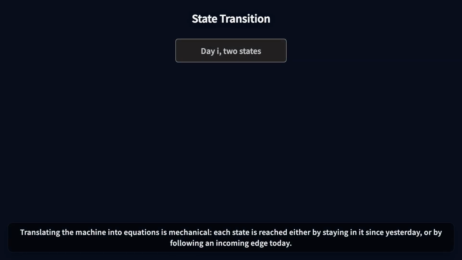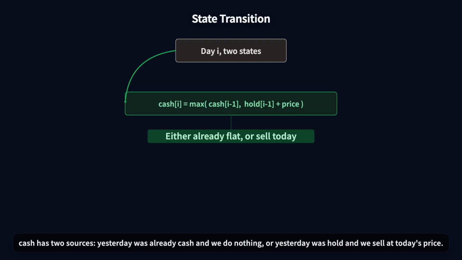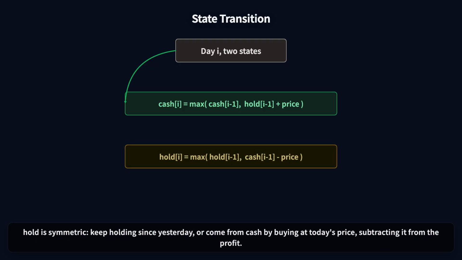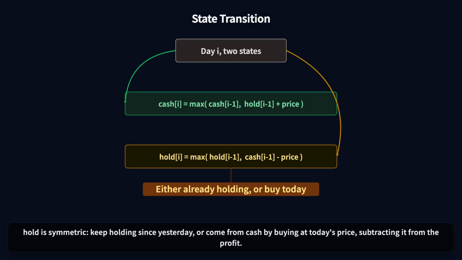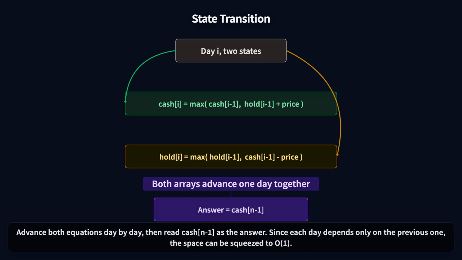Translating the machine into equations is mechanical. Each state is reached either by staying in it since yesterday, or by following an incoming edge today. Cash has two sources. Yesterday was already cash and we do nothing, or yesterday was hold and we sell at today's price. Hold is symmetric. Keep holding since yesterday, or come from cash by buying at today's price, subtracting it from the profit. Advance both equations day by day, then read cash[n-1] as the answer. Since each day depends only on the previous one, the space can be squeezed to O(1).